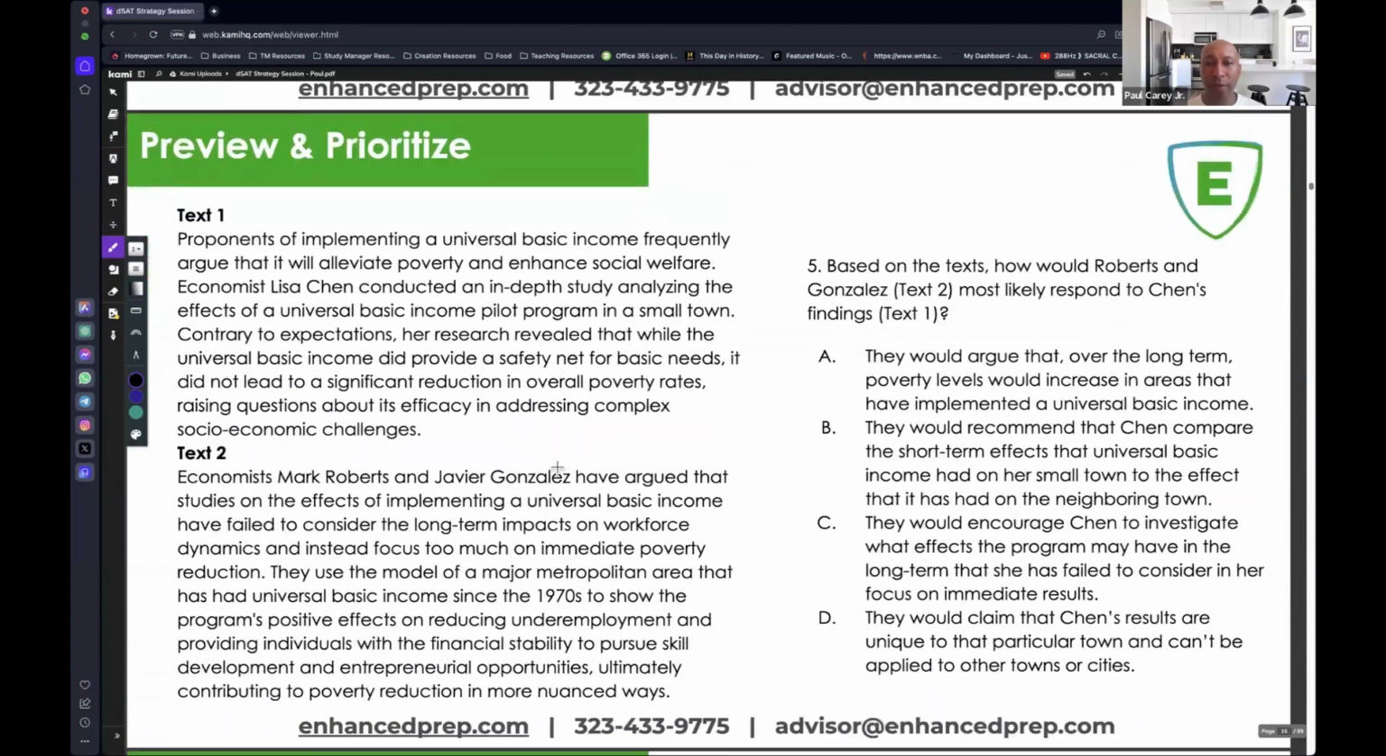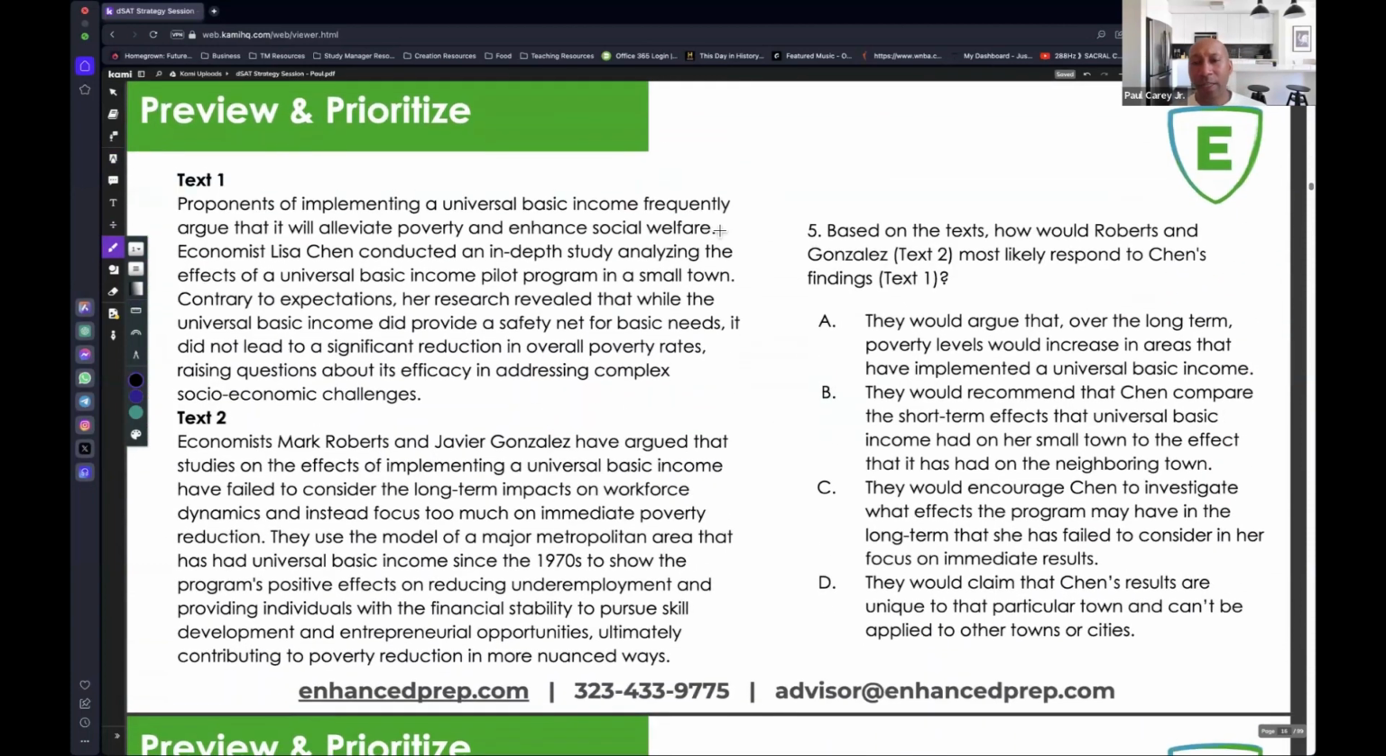How about those challenging ones? Well, compared to the last one, let's check this question out. The question says, based on the texts, how would Roberts and Gonzalez from text 2 most likely respond to Chin's findings in text 1, right? This means that we're going to have to read all of those parts, right? Read text 2 first, understand what Gonzalez and Roberts think, and then read Chin's part for text 1, and then figure that out, and then get to this overall answer choice, right?